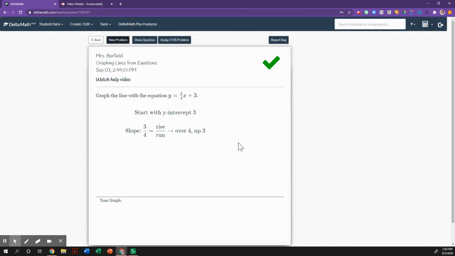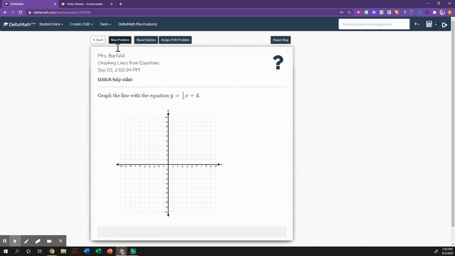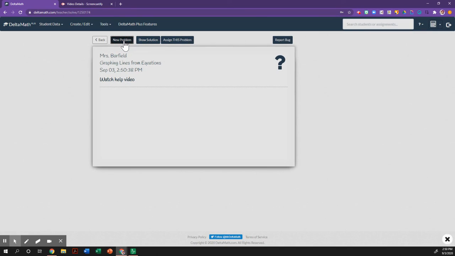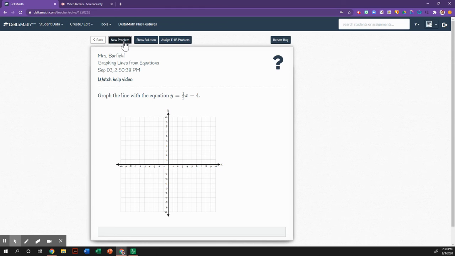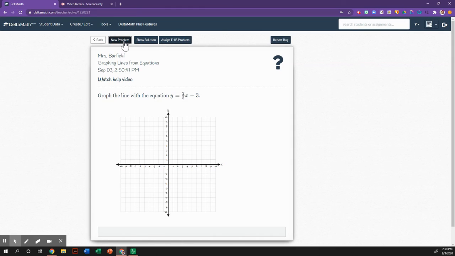Yes, and there we go. I'm going to do one more problem until I find a negative slope. I'm looking for one, and they're not really giving me one. Well, that stinks. Okay, we're going to stop with this one. Obviously, I've not cycled through and gotten a negative slope, which is what I was kind of looking for. But that's just par for the course with Delta Math.